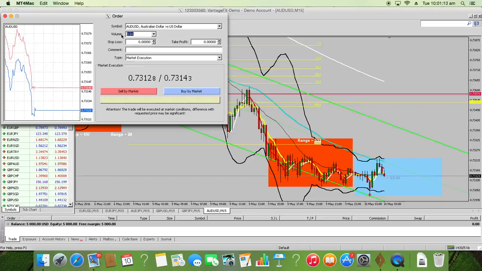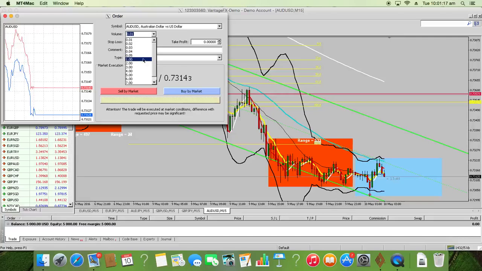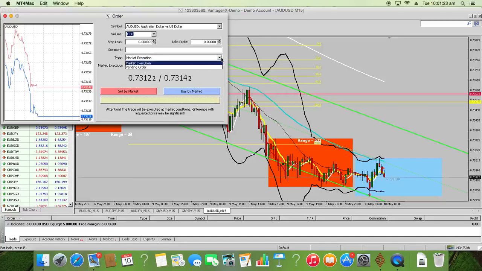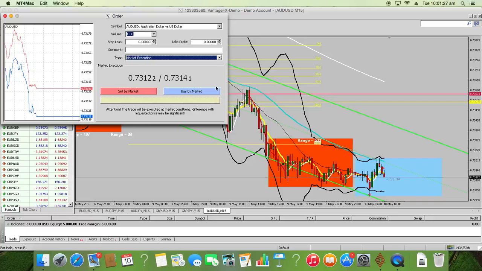So we select whatever volume we want. I'm going to be cocky here. I'm going to put down a full lot, and that's going to show you margin as well. I'm going to always leave this at market execution. Pending order can be utilized if you believe the market's going to come up here and hit it before it goes back down. So you can actually set your pending somewhere up here.